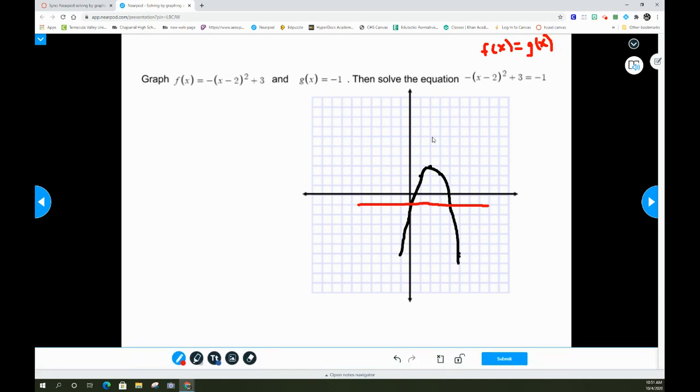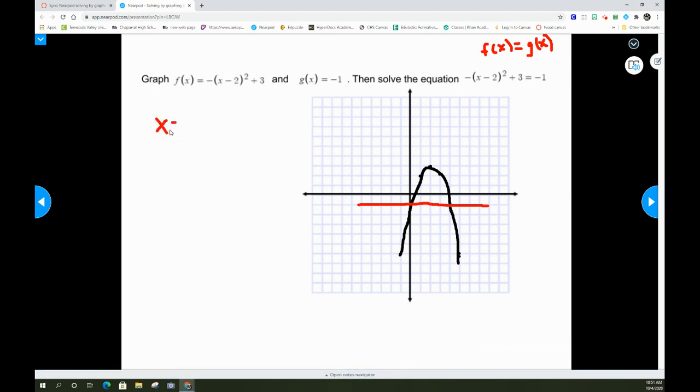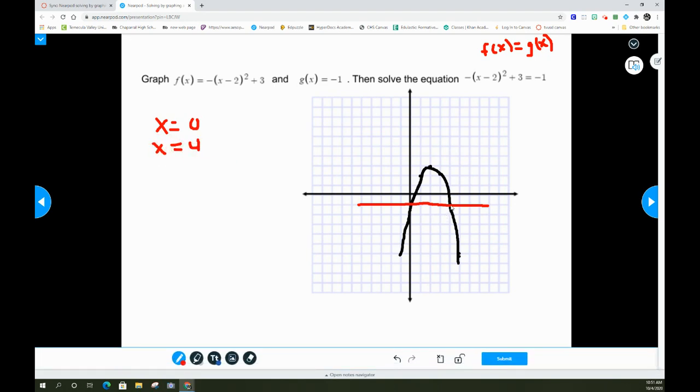We just graph the left side of the equation, we graph the right side of the equation. So they're the same when x equals 0 and x equals 4, which is when they are both at negative 1. All right, next slide.